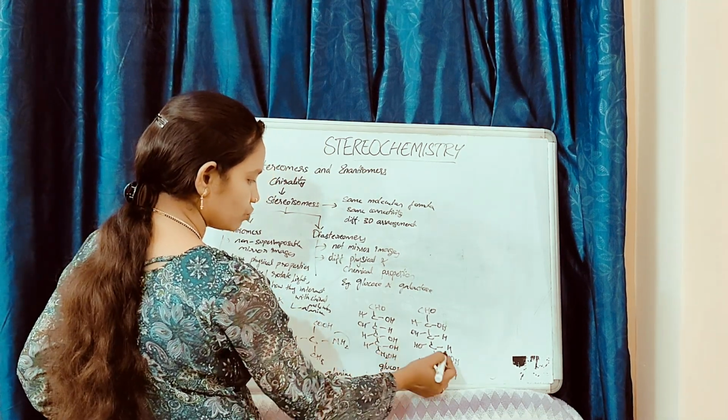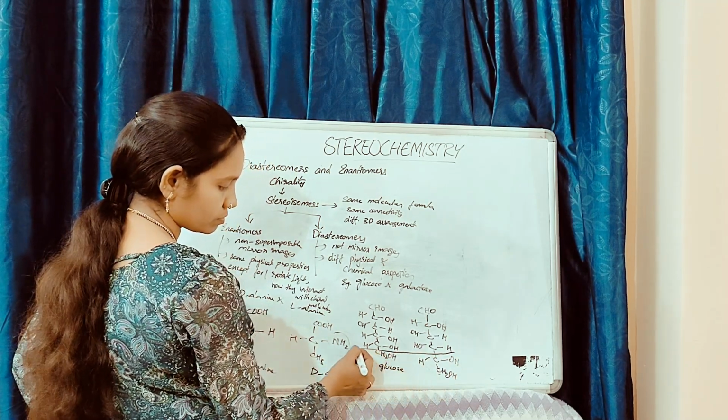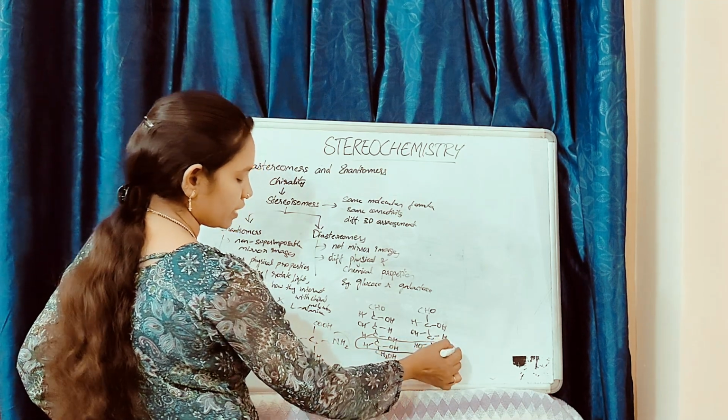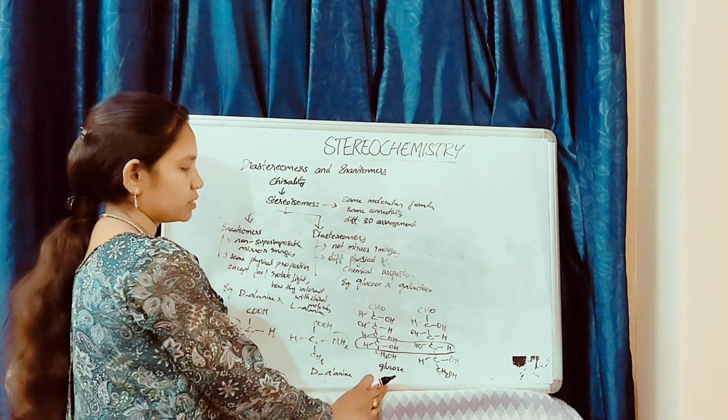So if you see, the fourth configuration is different, except the same. So these are the examples for diastereomers.